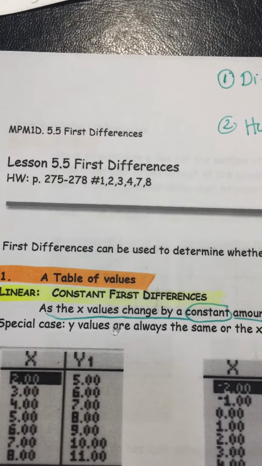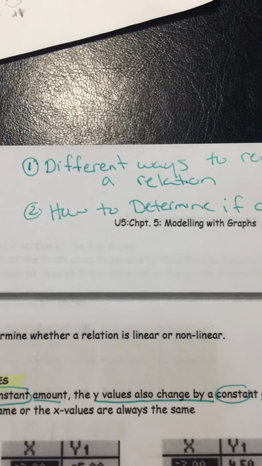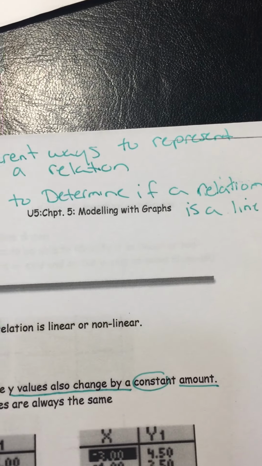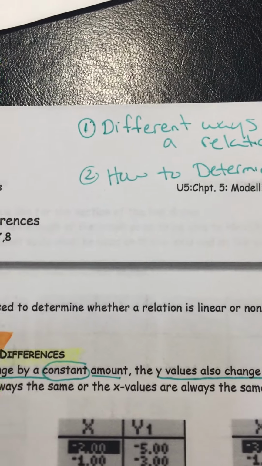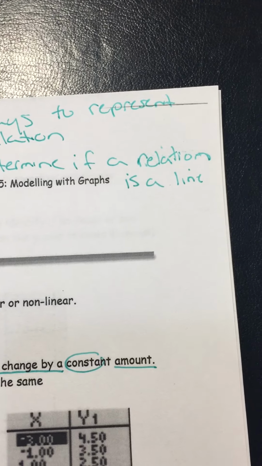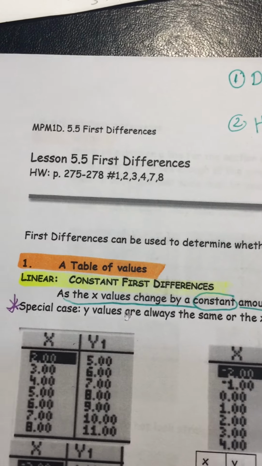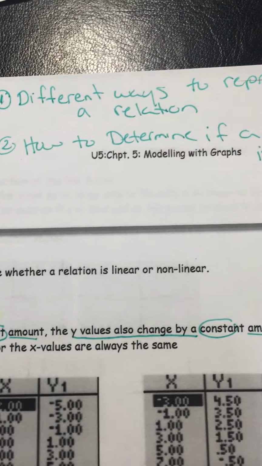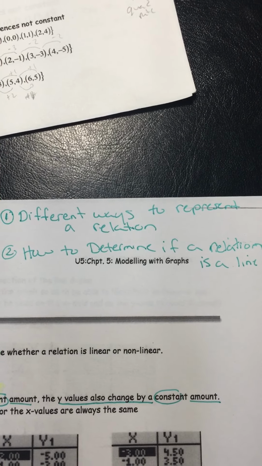We're really looking at two things in this lesson, and I've written them down here at the top. We're looking at different ways that we can represent a relation, and we're going to discuss ways that you can determine if the relation you're looking at is a line or not. First differences is a technique we use to determine if a relation is a line. I'll just hone in on that again so you can see that note.